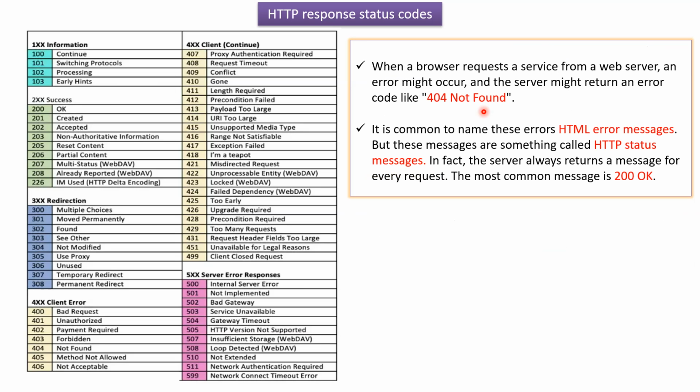When a browser requests a service from the web server, an error might occur and the server might return an error code like 404 not found. It is a common name for these errors as HTML error messages, but these messages are actually called HTTP status messages. In fact, the server always returns a message for each and every request. The most common message is 200 OK.